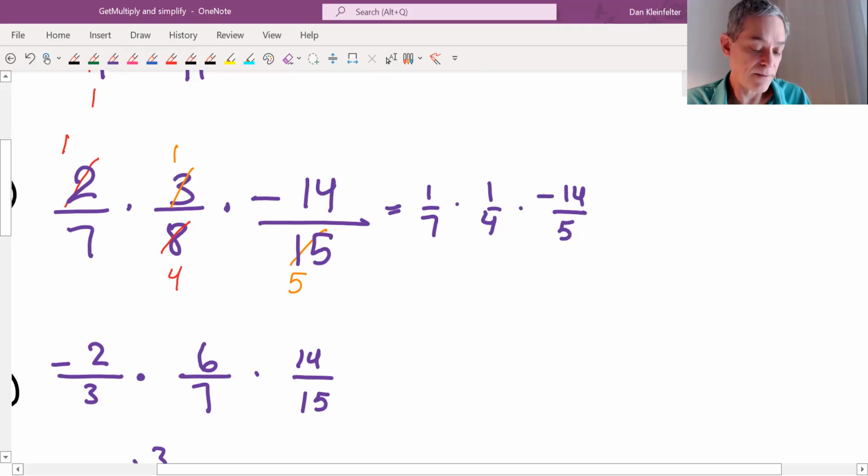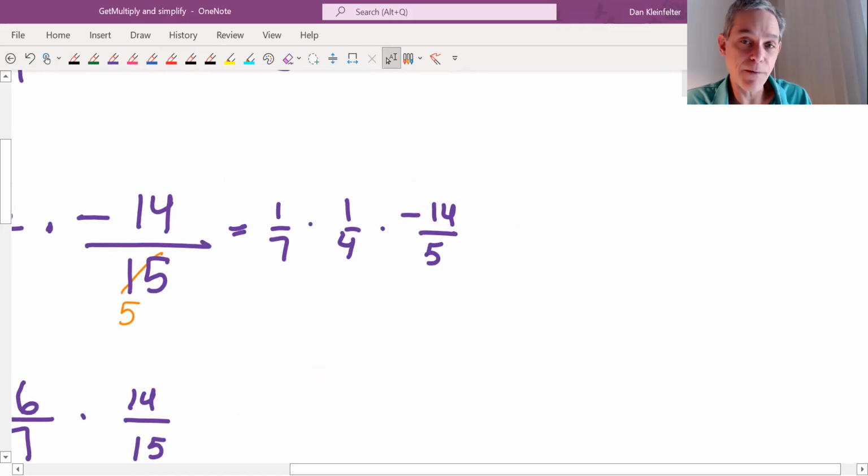All right, so now I can see more clearly that the negative 14 and the 7 both have a common factor of 7. So we're going to divide that out. Negative 14 divided by 7 is negative 2. Don't forget that minus sign. 7 divided by 7 is 1. Okay, so now nothing else will divide out, it appears.